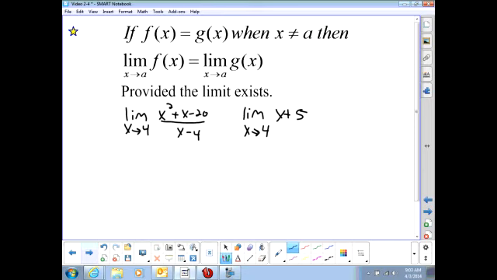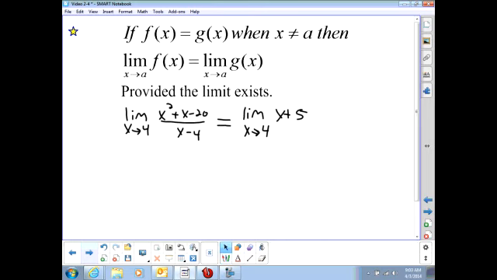These functions are identical except when x is equal to 4, because in the left-hand function, when x equals 4, it doesn't exist. It's not in the domain. It's undefined there. There's a hole, in fact. So this tells us that those limits are equal.